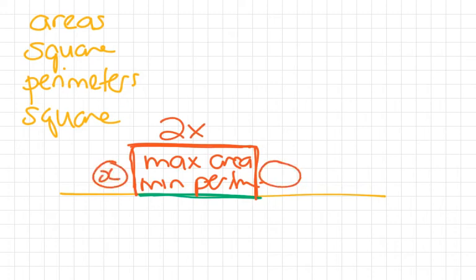So if the short side is X length, then the long side would be 2X. If the short side was 5, the long side would be 10. That's how you find the maximum area, the biggest area covered with the smallest amount of fence. Okay, so that's where you will use this type of information.